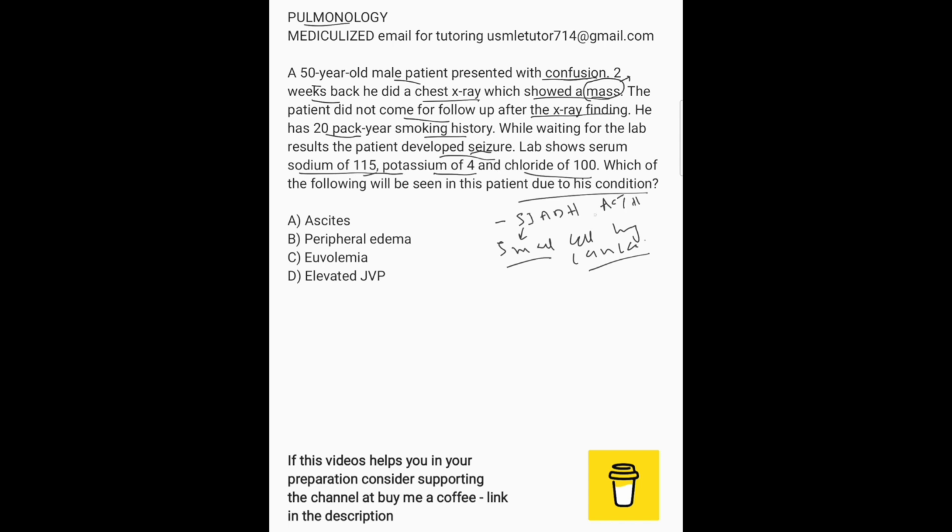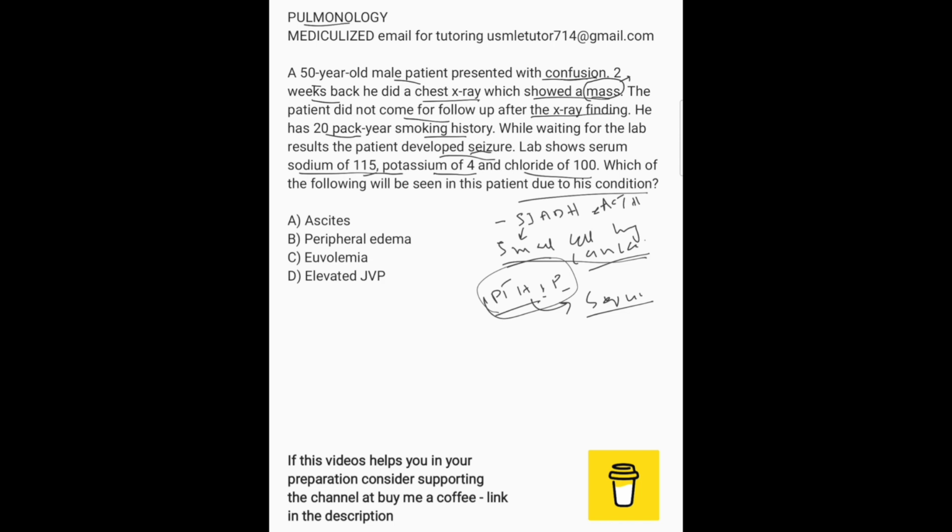Also, other paraneoplastic syndromes include ectopic ACTH production, which can cause Cushing's. And PTHrP is another ectopic production of a hormone that is also a paraneoplastic syndrome. But remember, PTHrP, parathyroid hormone related peptide, would be associated with squamous cell carcinoma and not small cell carcinoma. So if you see hypercalcemia with a lung mass and smoking history, think about squamous cell carcinoma that releases this PTHrP.